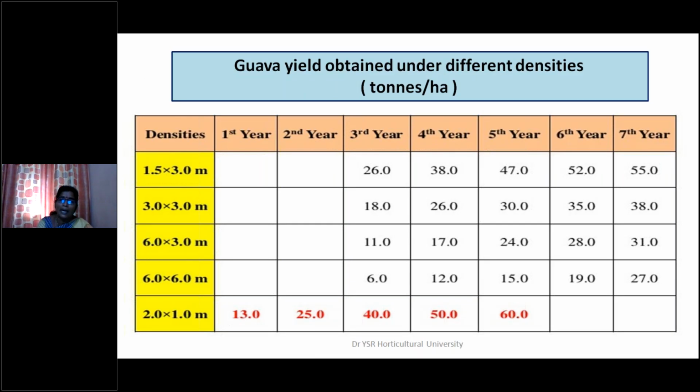Let us see what is the yield obtained in different densities, and we can compare the yields of different densities.